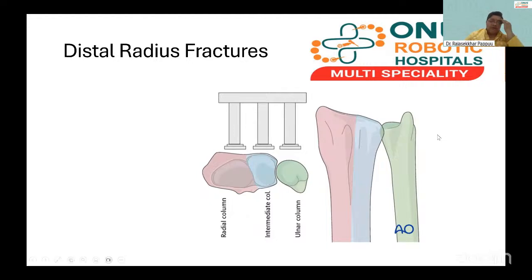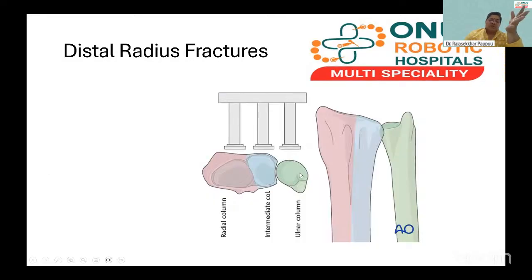So how does a distal radius look? See, the distal radius joint is formed by two bones, that is the distal part of the ulna and the distal part of the radius. This bone is divided into three columns actually. One is the radial column, which is on the lateral side. This side is called the radial column. The middle part of the bone is called the intermediate column, and the ulna is called the ulnar column.